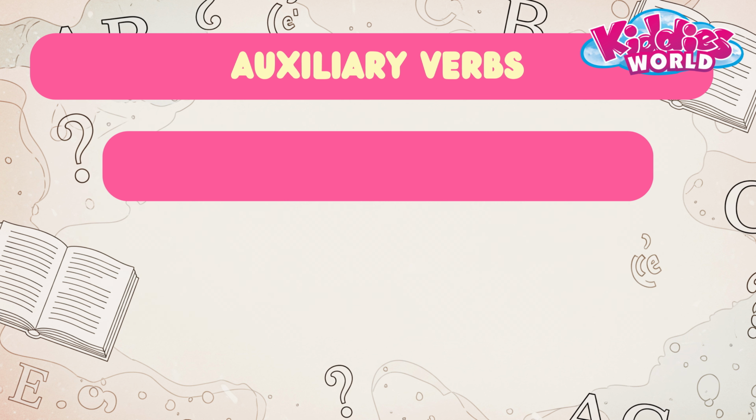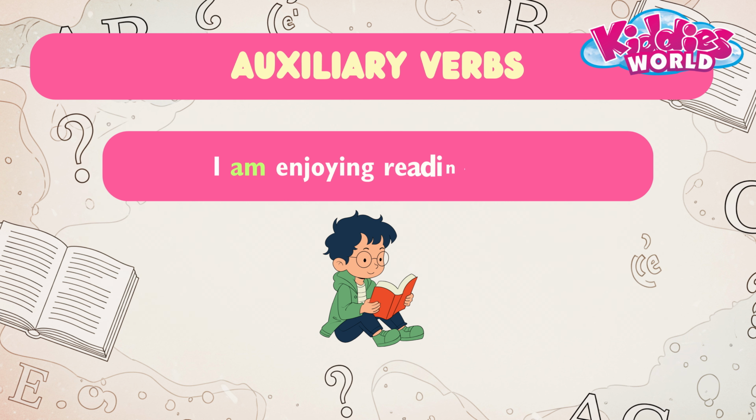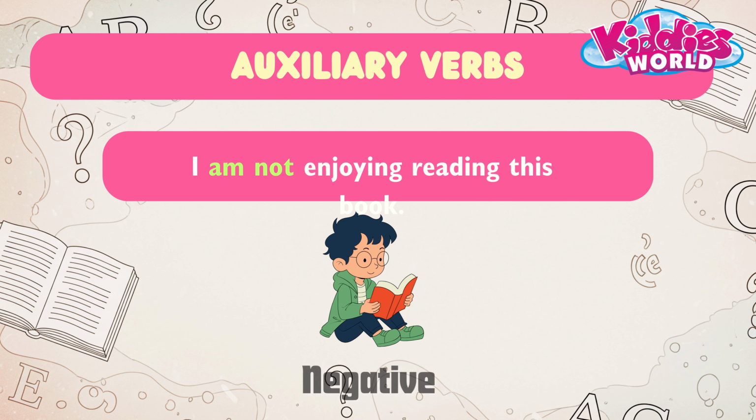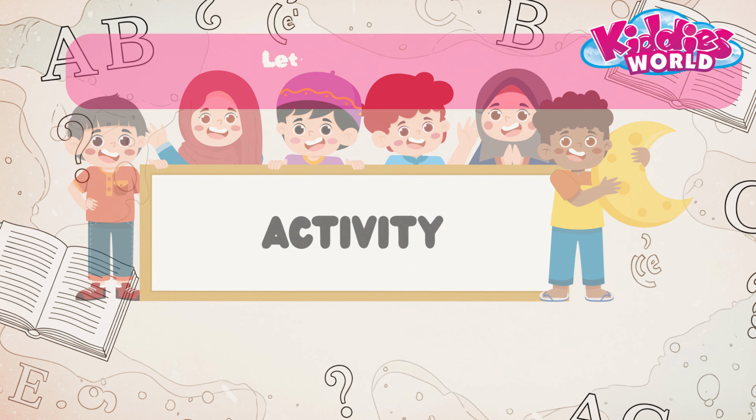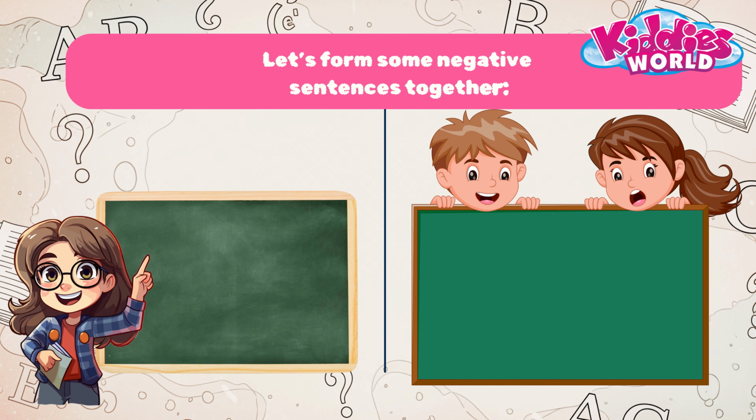Cool, right? Examples: I am enjoying reading this book. Affirmative. I am not enjoying reading this book. Negative. Am I enjoying reading this book? Question. Dice practice activity. Let's form some negative sentences together.